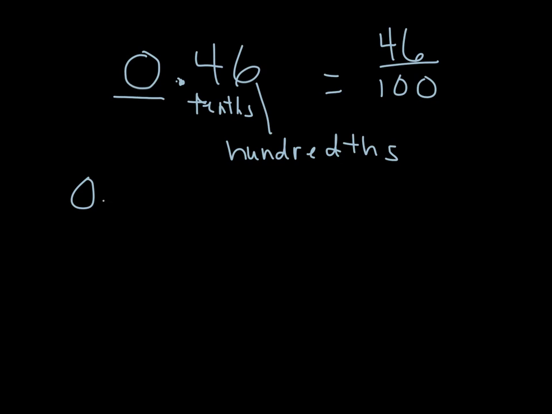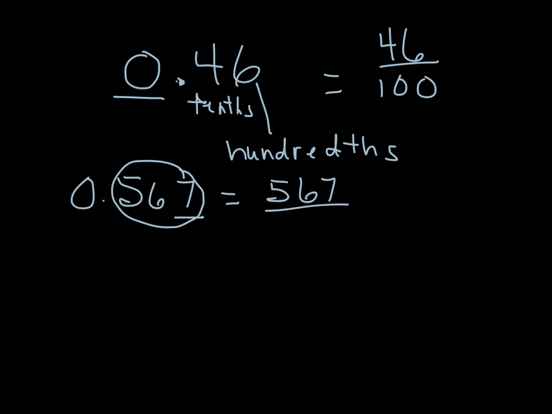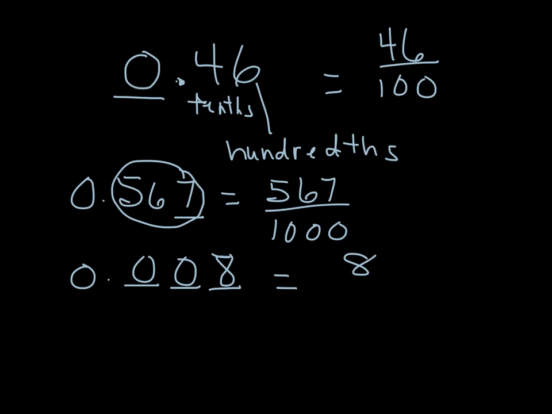A number like this can also be represented in fraction form, and we're going to the thousandths place, and we are grouping all these place values together, and we would say this is 567 thousandths. Now if we don't have any tenths, or we don't have any hundredths, but we have thousandths, we still have to represent those place values and put in our zeros. This would be pronounced 8 thousandths.